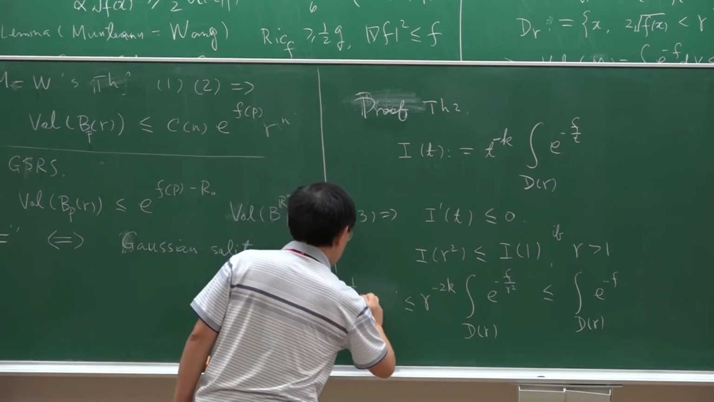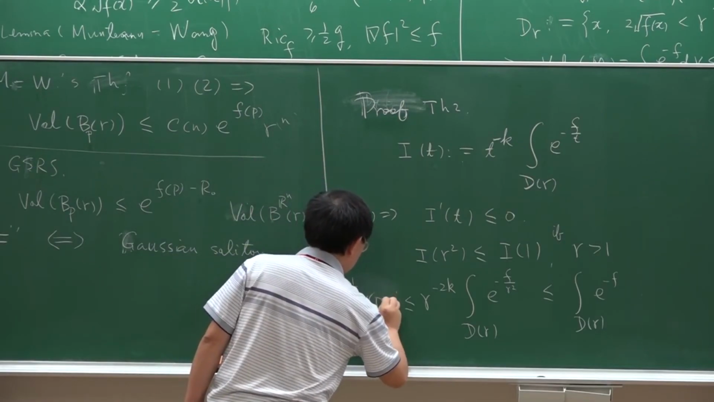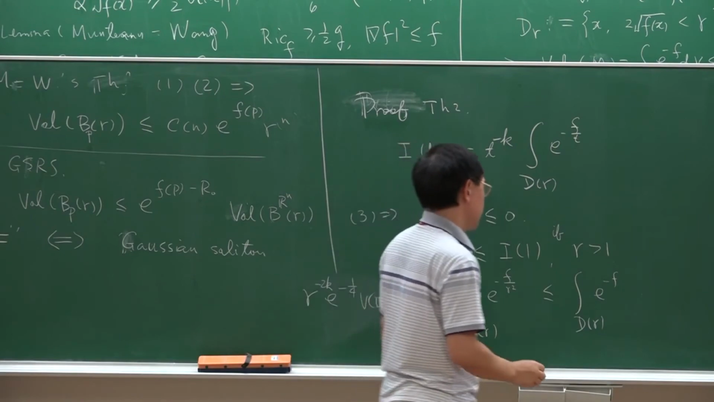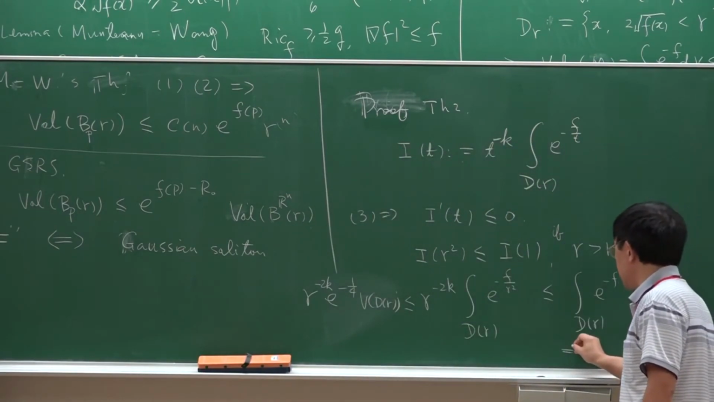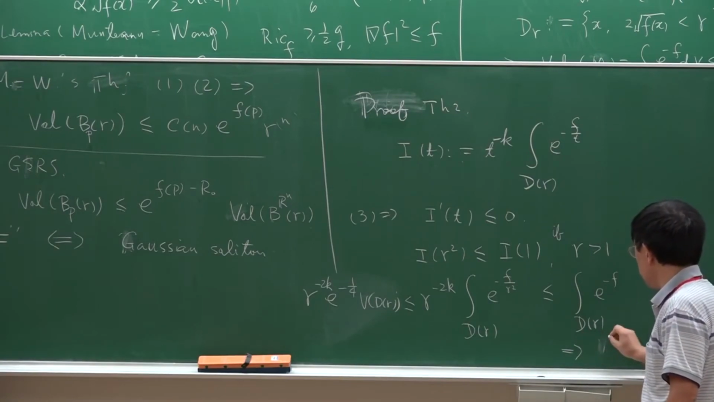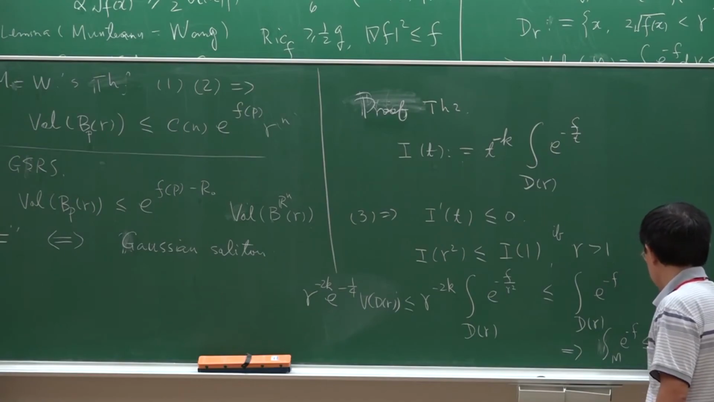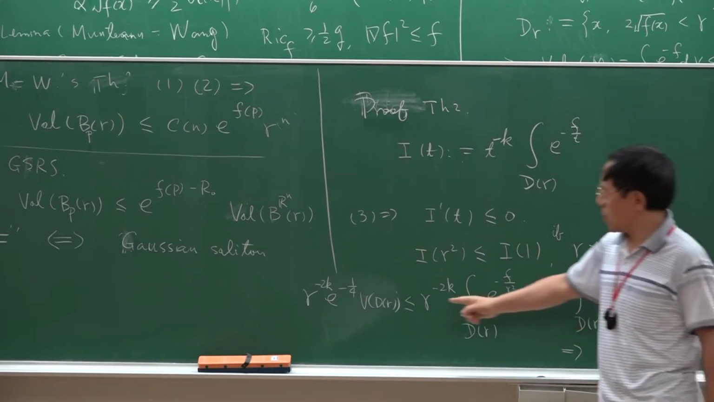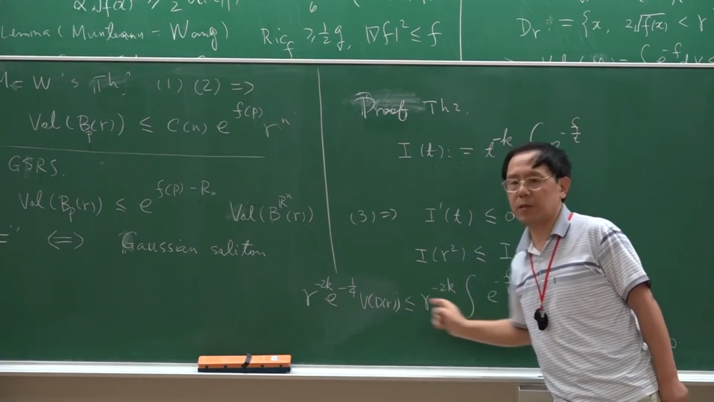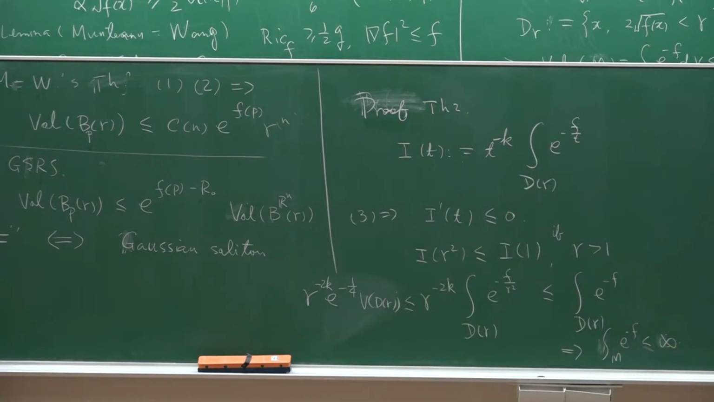The volume of dr. This is weighted volume. This implies that the weighted volume is finite. So you have this volume less than or equal to, so this implies the estimate.